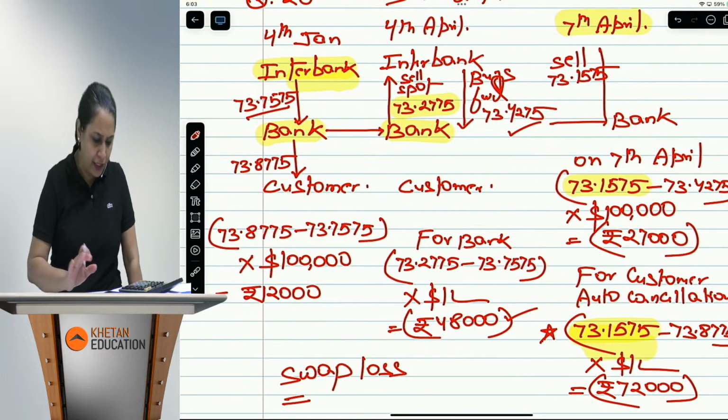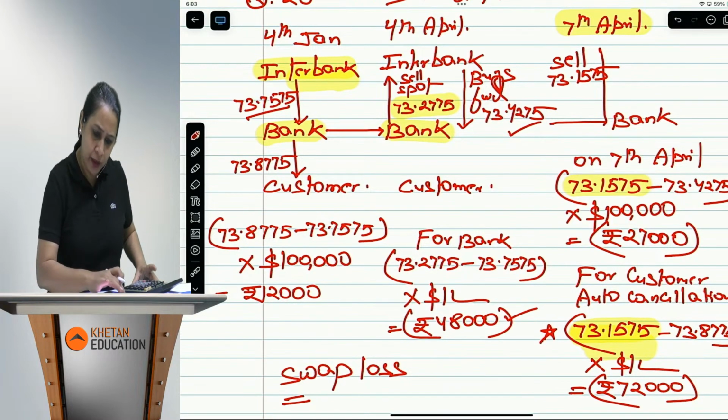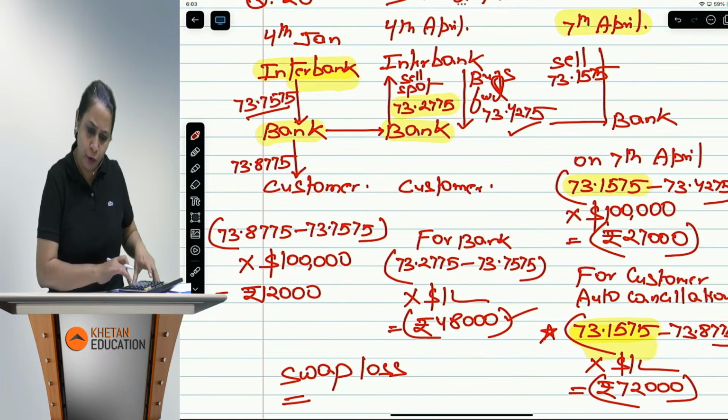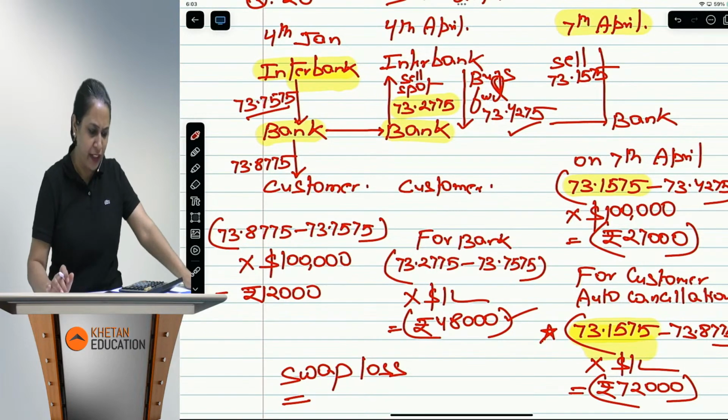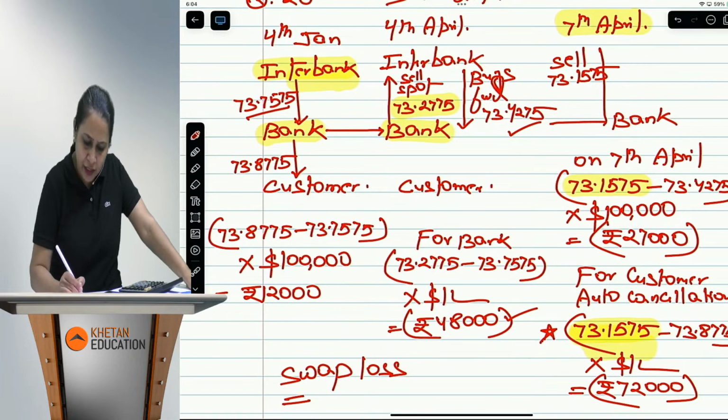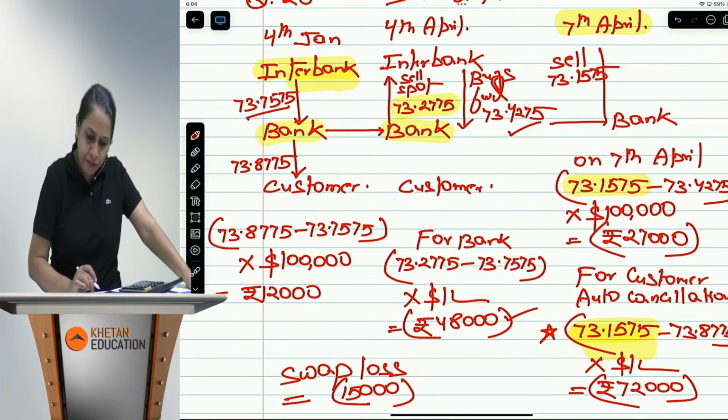72k, yes, 72k. Now we'll have to see how can we match everything. What is the swap loss value? So swap loss value will be basically 73.2775 minus 73.4275 into $1 lakh will give you 15,000. Yes, 15,000 loss. Okay, now the customer will be charged.